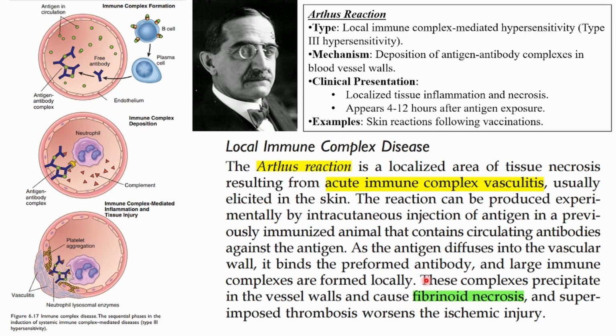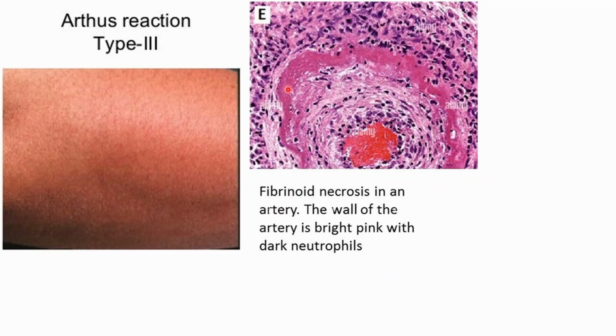Okay, what is fibrinoid necrosis? See here, this is the blood vessel, and this is the wall of the blood vessel. In fibrinoid necrosis, because of the deposition of the immune complex, there is huge inflammation, and along with the inflammation there is deposition of fibrin, which is already present in the blood, and all this causes something called fibrinoid necrosis, which is irreversible. So this is necrosis, that means the cell is dying here. And as you can see in the picture, this is the Arthus reaction, which is type 3.